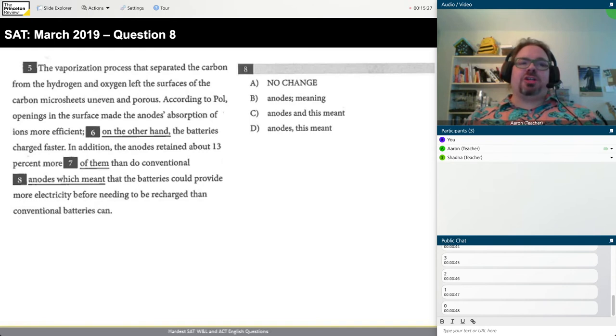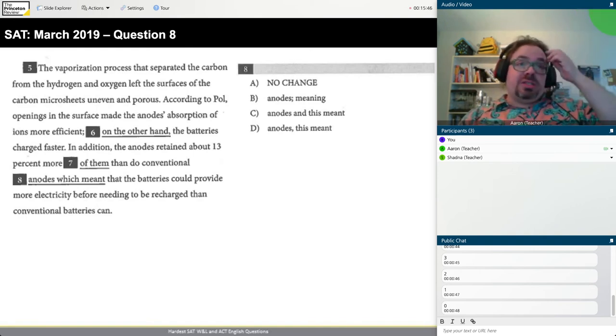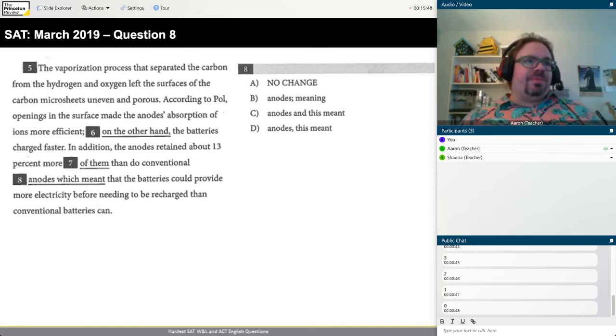Instead, your job is to determine which of the four answer choices, A, B, C, D in this case, is the best answer. And by best, that means we want the most grammatically correct, the best punctuation, word choice, everything, but really focusing on errors. So we want to read the sentence that includes this underlined portion for this proofreader question. It starts here: In addition, the anodes retained about 13% more of them than the conventional anodes, which meant that the batteries could provide more electricity before needing to be recharged than conventional batteries can.